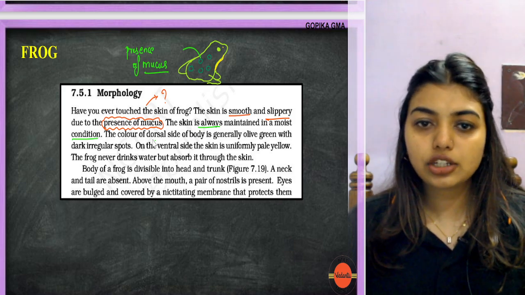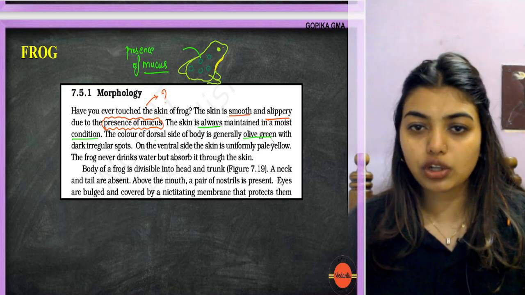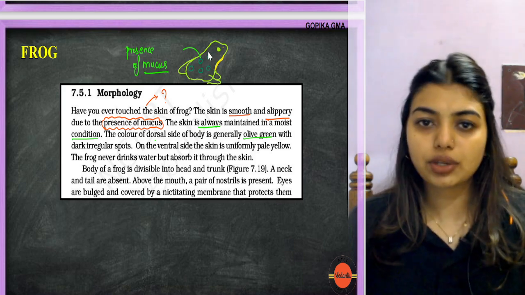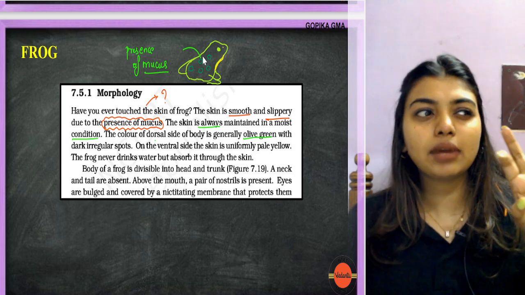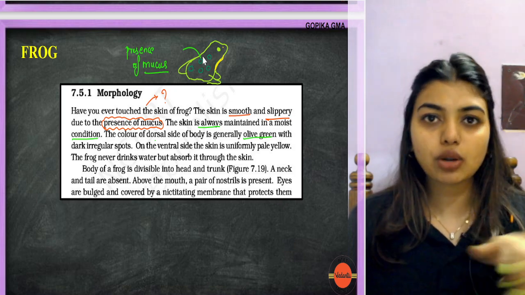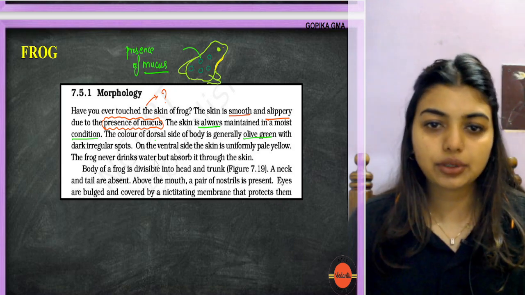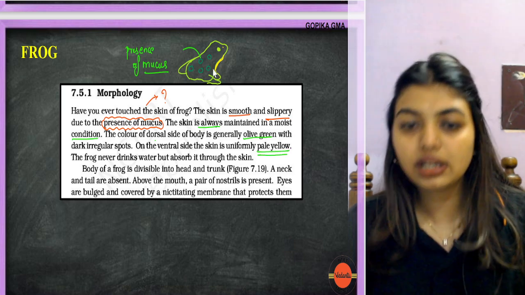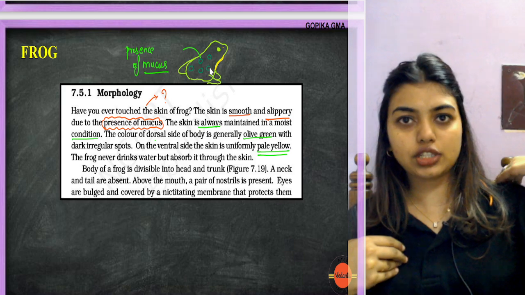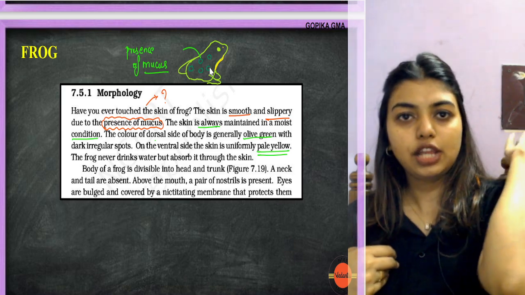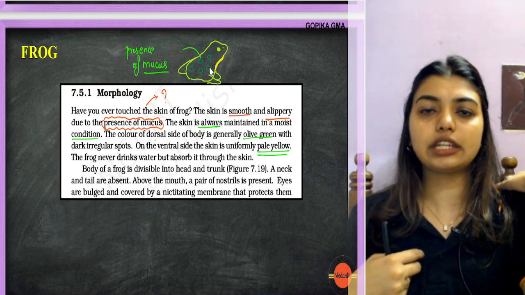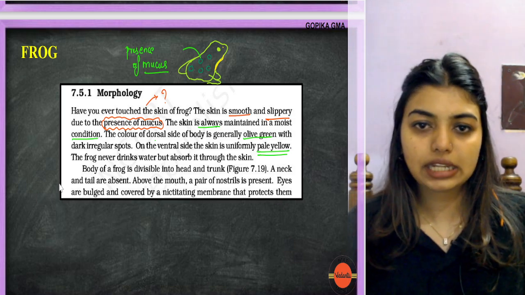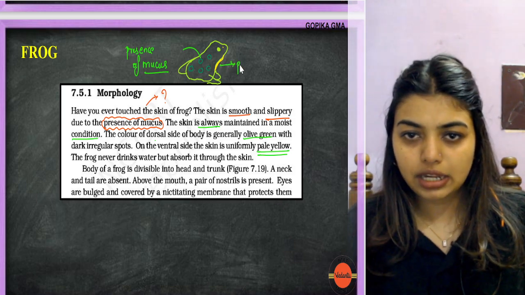Now the color of the dorsal side of the body is generally olive green with dark irregular spots. If you have seen a frog, you will see that there are some dark greenish spots around that. On the ventral side the skin is uniformly pale yellow in color. So this is the ventral for us, this is the dorsal. For the frog, the dorsal side will be olive green with dark irregular spots, and the ventral side, the lower portion, will be pale yellow in color. That's what I told you.